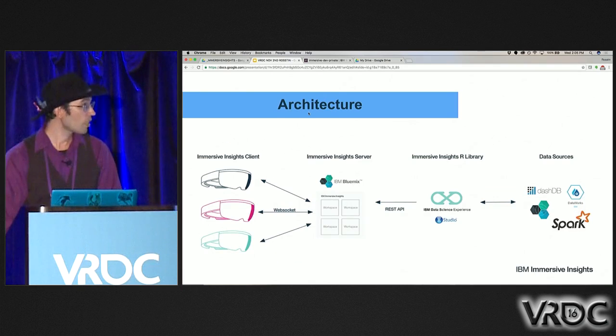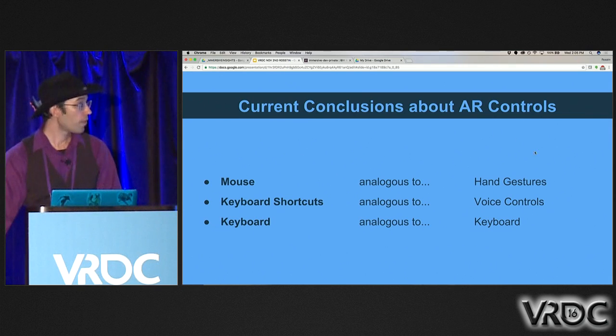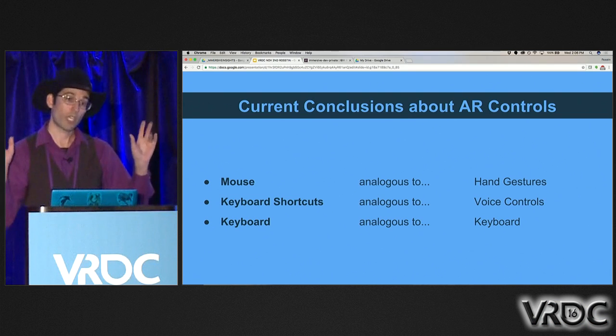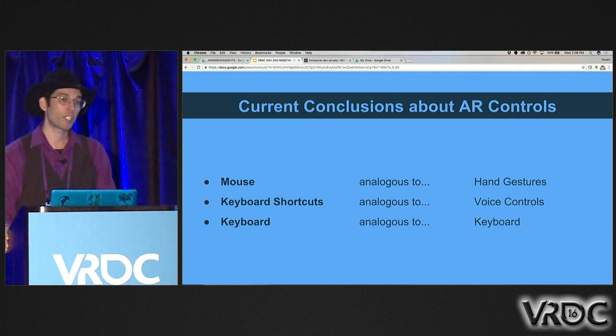So in a nutshell, these are my conclusions for now for augmented reality, for immersive data visualization, how controls map, right? Your computer mouse would be hand gestures. And as those improve, those will get better and better, especially for manipulating 3D objects, because we've never been good at doing that with the mouse. That's always been crap with the mouse.